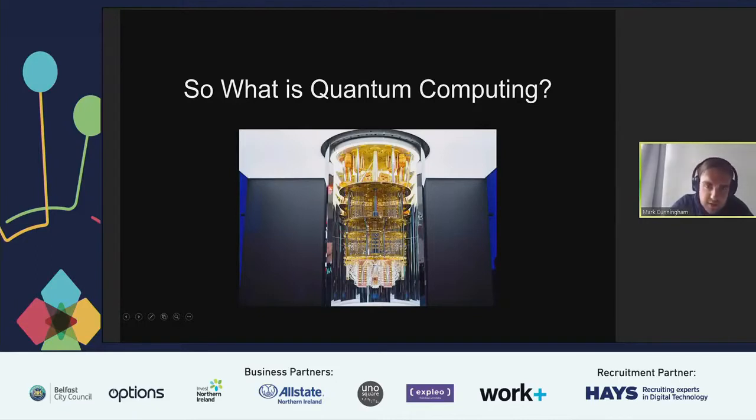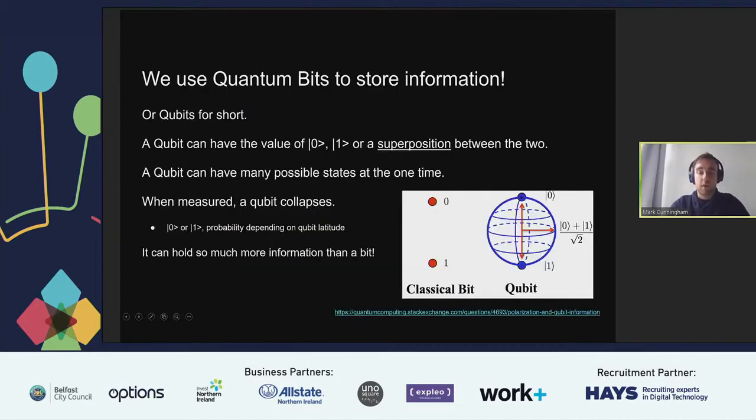All of this fancy stuff here is basically to keep it very, very cold. So what makes quantum computing different? We use quantum bits, or qubits for short, to store information. Similar to bits, they can be a 0 or a 1, but what makes it really special is that it can be a superposition between the two. It can be a combination of both. It can have many possible states at the one time.